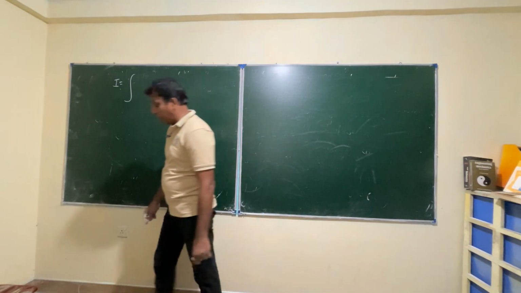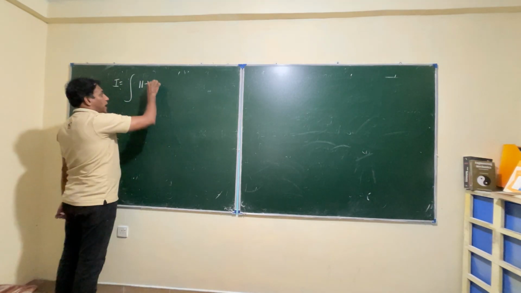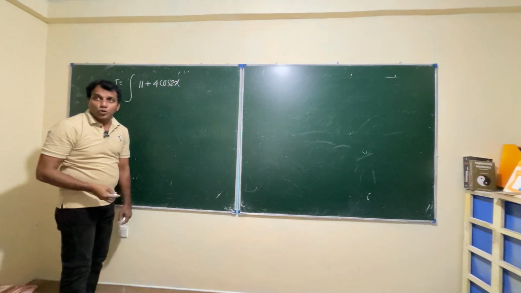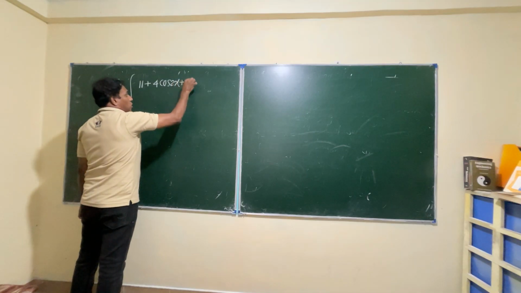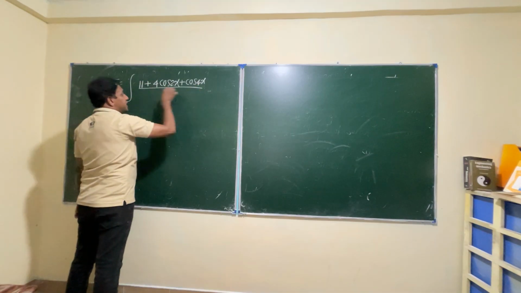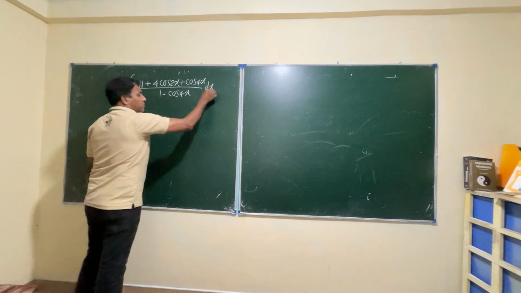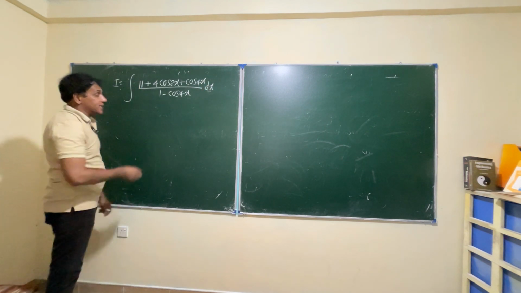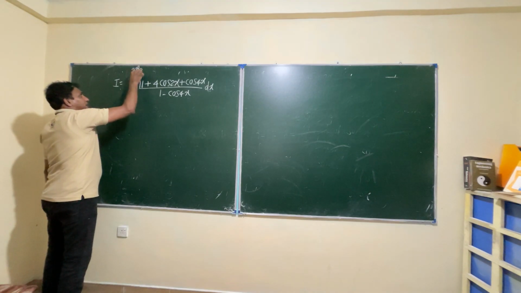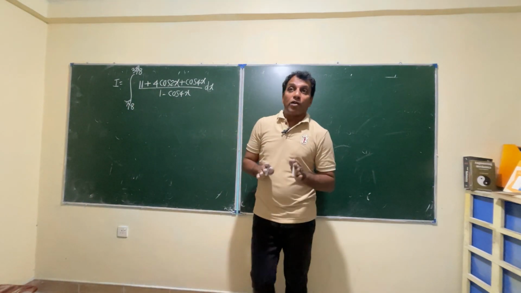The question is the integral of 11 plus 4 cos 2x plus cos 4x over 1 minus cos 4x, dx, right? This is the problem. The boundary is pi by 8 to 3 pi by 8. A fantastic problem using definite integration, expect it in the future as one of the essay parts.